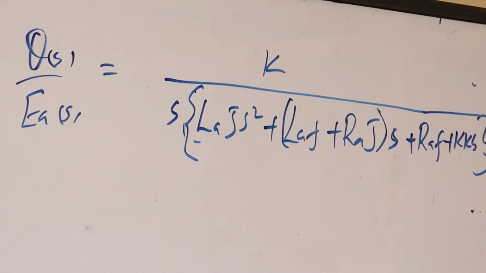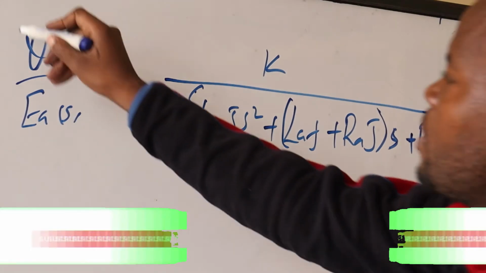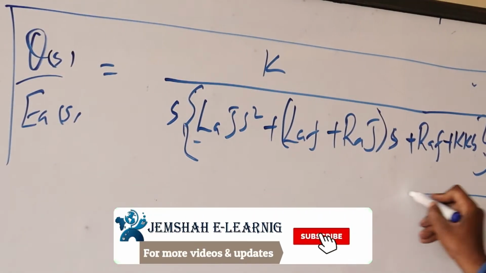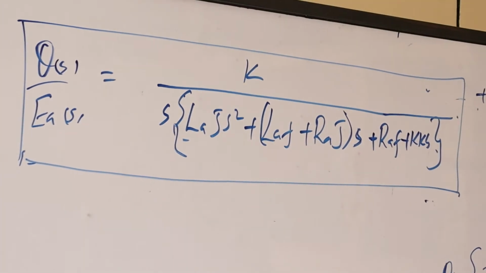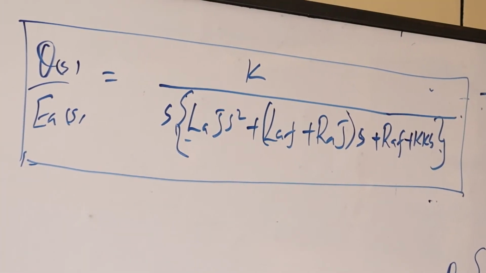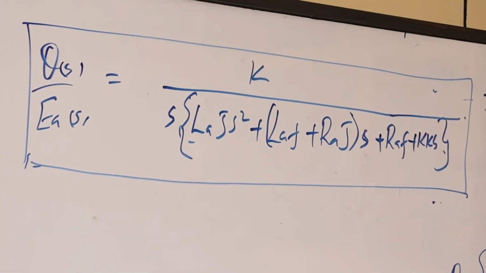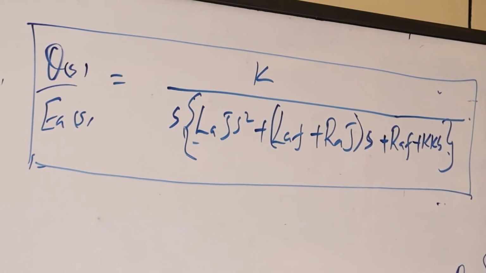That is now the block diagram, the transfer function of that particular system. So therefore, this one represents the transfer function of the DC motor, that is the armature controlled DC motor.